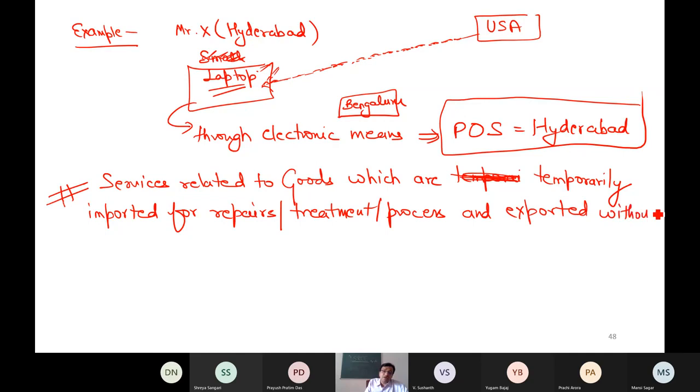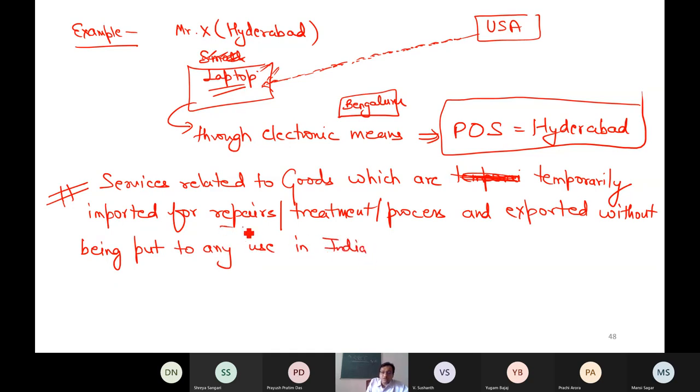Exported without any use in India. For example, this repair required 17 days. So within 17 days, this was in the factory, got repaired and simply exported without being put to any use in India. If you put it to use in India, then this provision will become applicable. Without being put to any use in India, and no use is done.